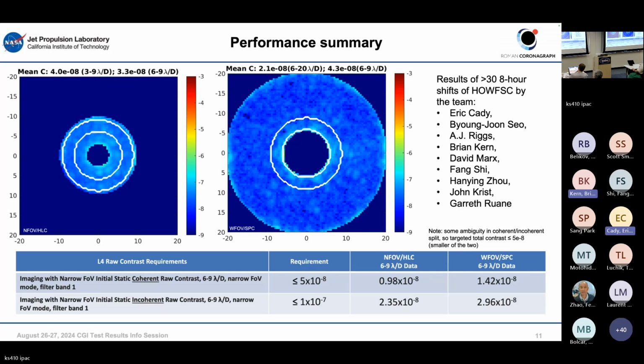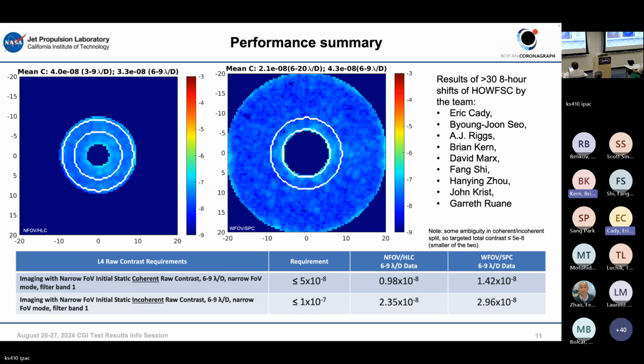And actually, excuse me, we pushed a little harder, because of the ambiguities in the wavefront estimation, there's no ground truth for an incoherent intensity. What we ended up doing was targeting the smaller of these two requirements to be larger than the total intensity. And you see, if you add these up in your head, both of these ended up less than 5 times 10 to the minus 8, regardless of whether we got the coherent incoherent split right or not.